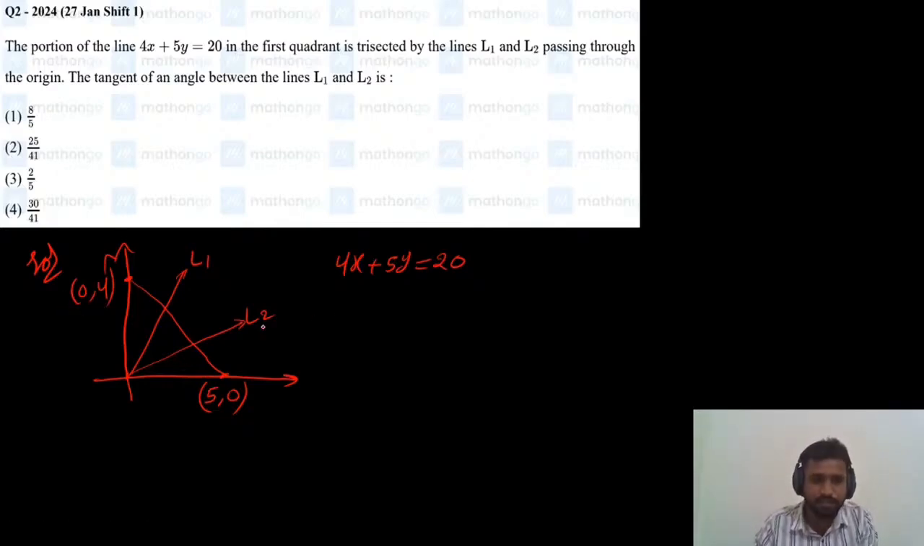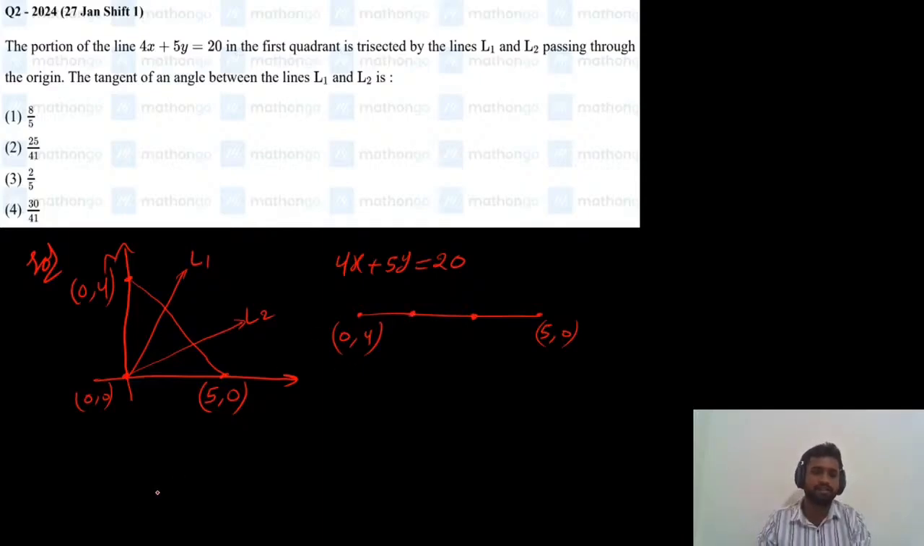Now if you draw these separately, this is (0, 4) and this is (5, 0). This is the origin. We need to find the points of trisection, which you are already very familiar with from 10th class. Let us assume this point as A and this point as B.